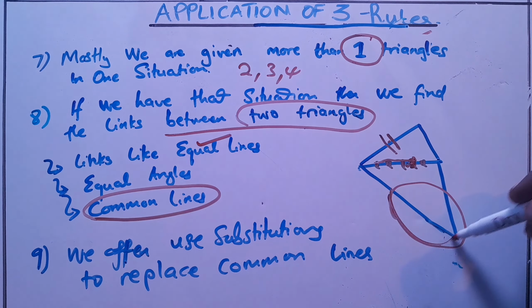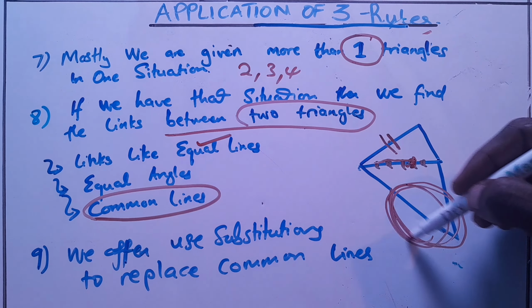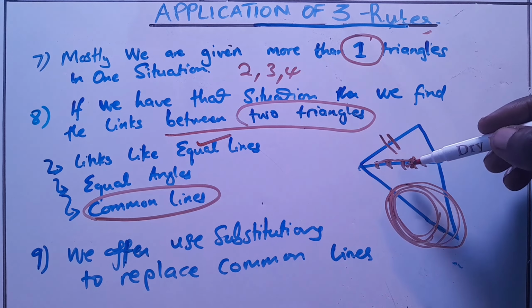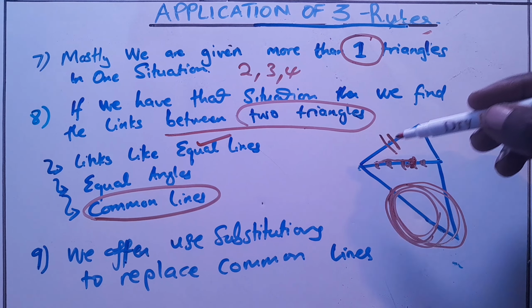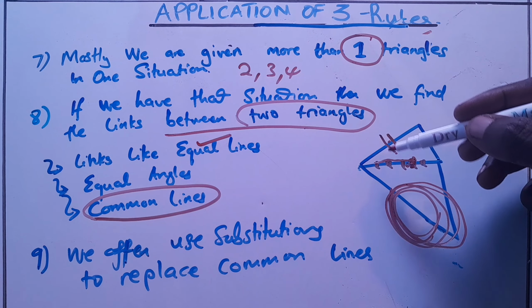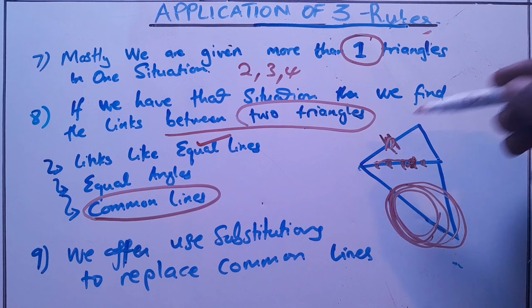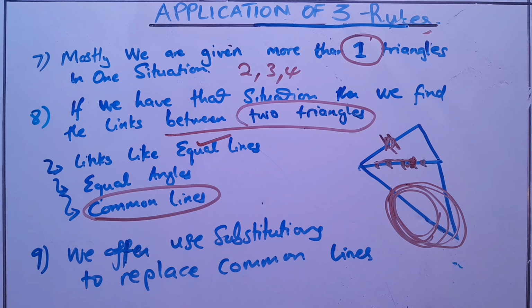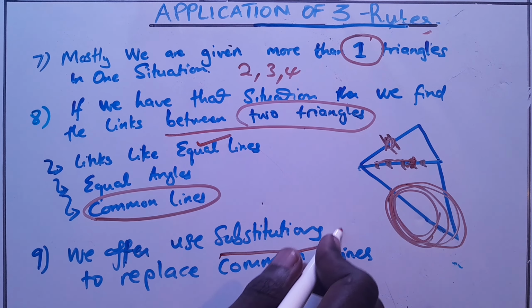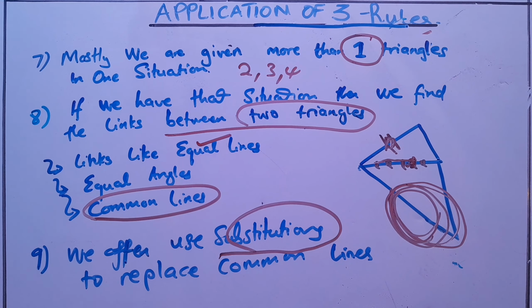So if you have information on this side, you are going to transport every piece of information to that side using this line. And then from then, this line will help you to find whatever you're trying to find in that line. I'm going to show you examples, guys. Don't worry, this is very, very simple, right? So mostly we use substitutions to replace the common lines.